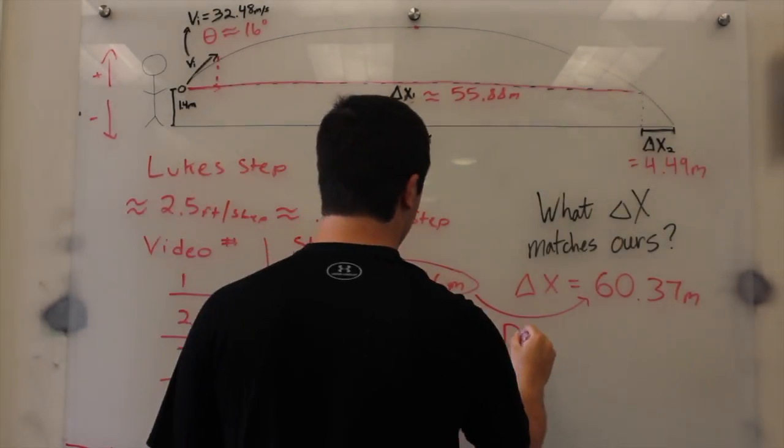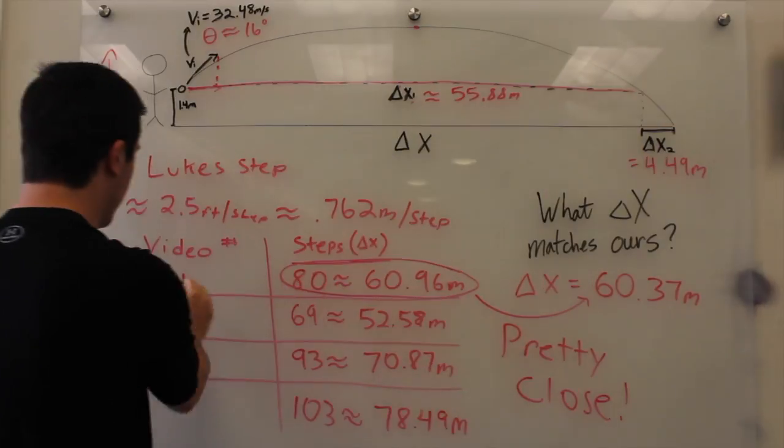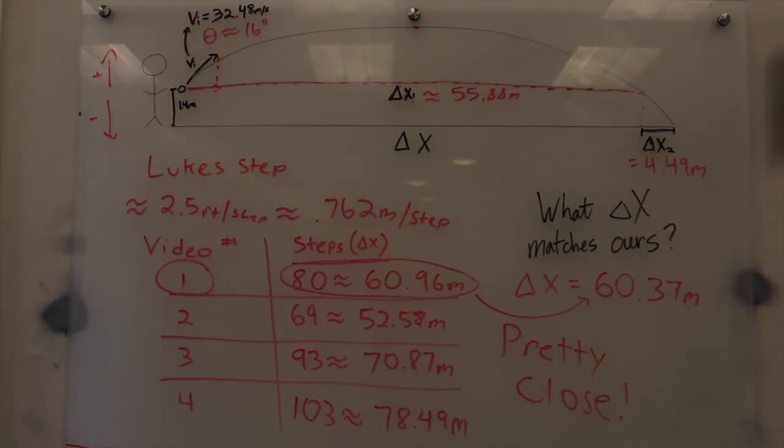So we found out that Luke's steps equal about 2.5 feet, which equals about 0.762 meters. Then we multiplied 0.762 times each of the steps that Luke took. We found out that the video that we chose to work with took about 80 of Luke's steps, and the amount of meters was pretty close to the amount of meters that we found using kinematics. Yay, physics!